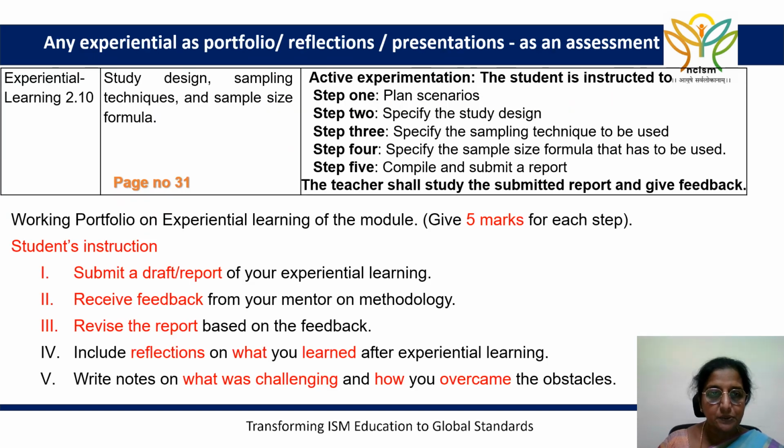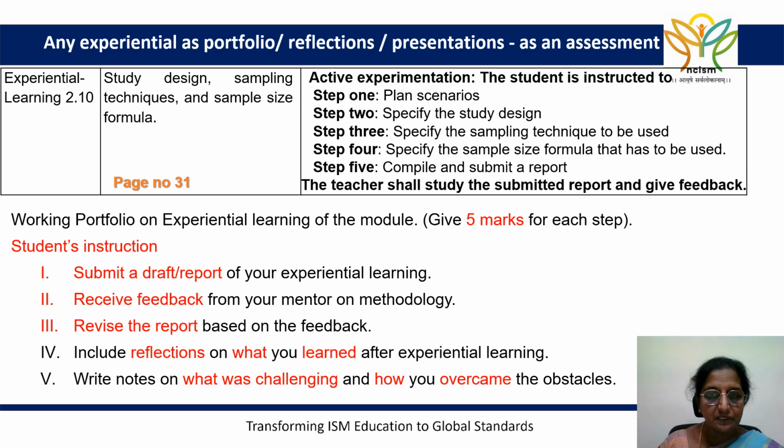Coming to any experiential as portfolio or reflections or presentations can be taken as an assessment. Here, this is a view from page number 31 of the curriculum. Here, the experiential learning number is 2.10. Name of the activity is study design, sampling techniques, and sample size formula. Coming to the activity details, the student is instructed: step 1, plan scenarios. Step 2, specify the study design.